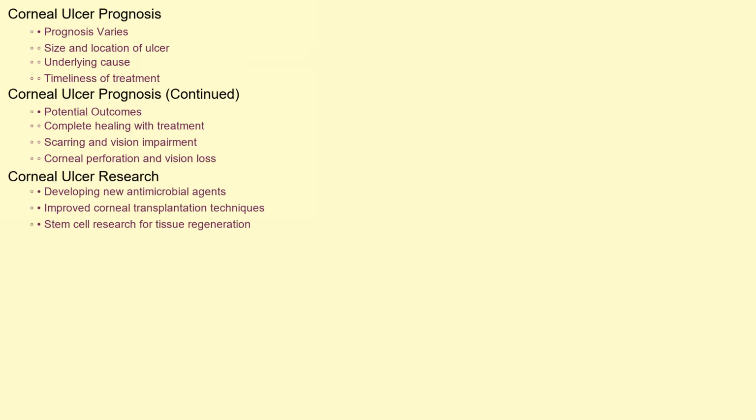The prognosis for corneal ulcers depends on several factors, including the size and location of the ulcer, the underlying cause, and the timeliness of treatment. With prompt and appropriate treatment, many corneal ulcers heal completely. However, some can lead to scarring, which can affect vision. In severe cases, corneal perforation and vision loss can occur.